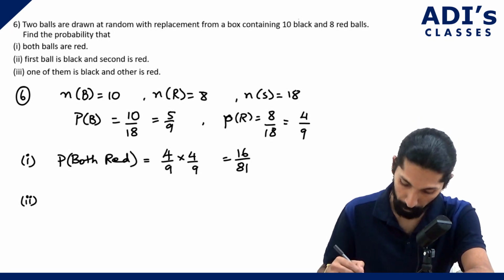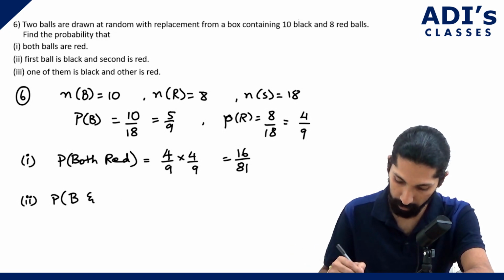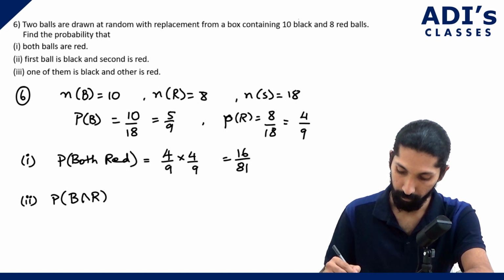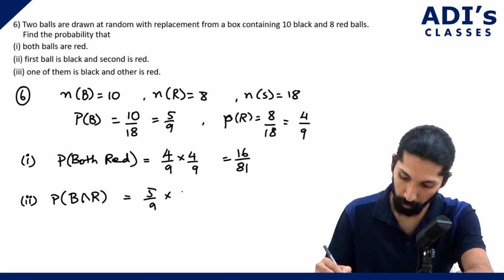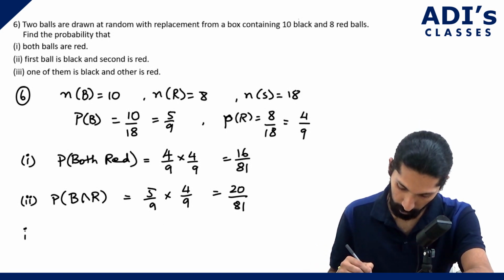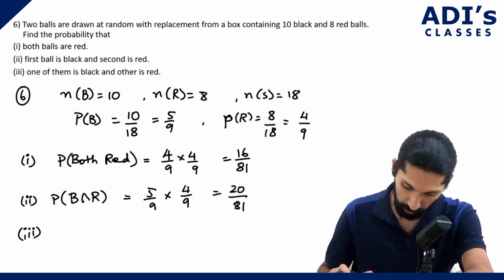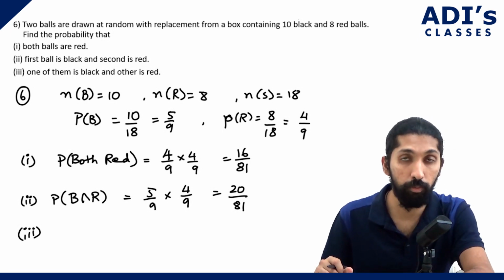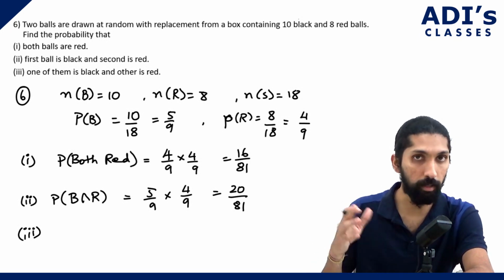Second one is red. So probability of black and red, isn't it? So the probability of black is 5 by 9 into 4 by 9. That's 20 by 81. Fair enough? Now the third sub question. One of them is black and the other is red. See here, there is no specification as to which one is black and which one is red, isn't it? So one of them is black, the other is red.